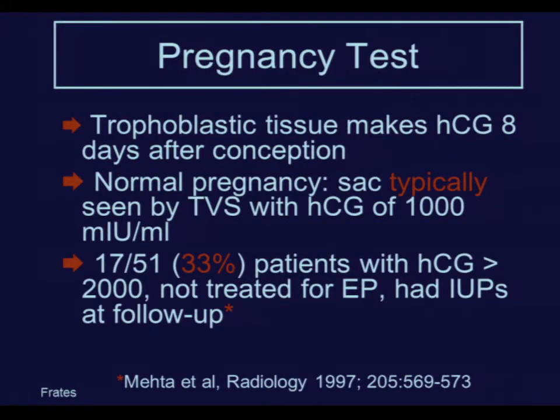Let's talk a few minutes about the pregnancy test. Trophoblastic tissue starts making HCG 8 days after conception. With a normal pregnancy, we can typically see an intrauterine gestational sac once the HCG reaches 1,000 milli-international units per ml. However, you should be aware of a study from 1997 in which 17 of 51, or 33% of patients with an HCG over 2,000 who were followed and not treated for ectopic pregnancy eventually developed intrauterine pregnancies.